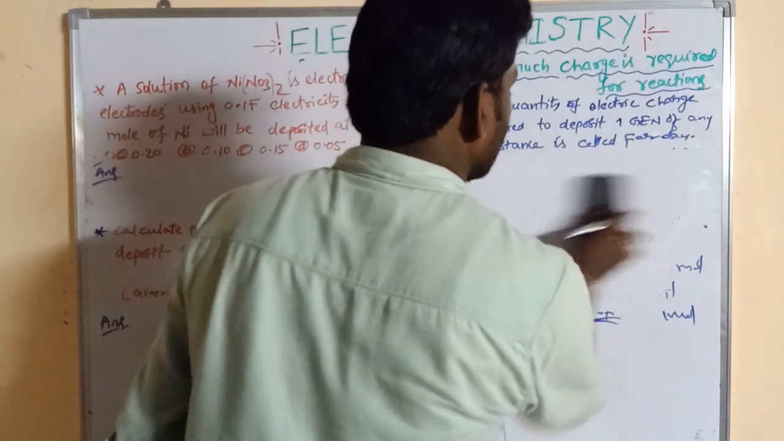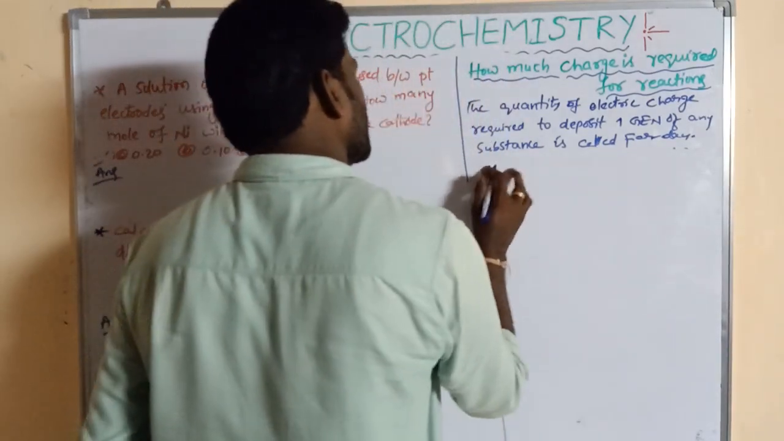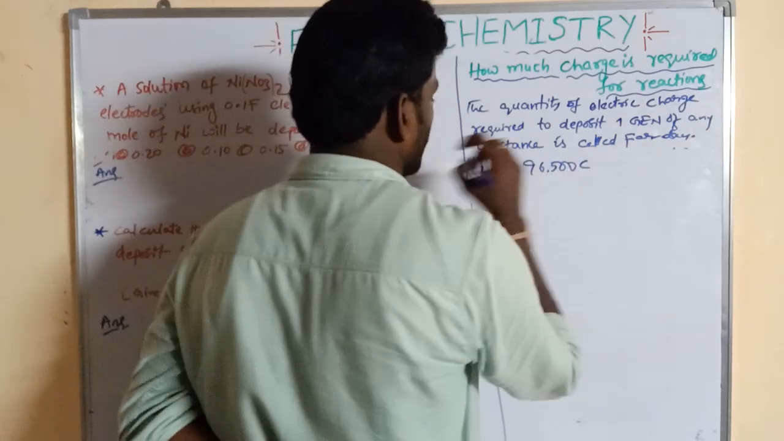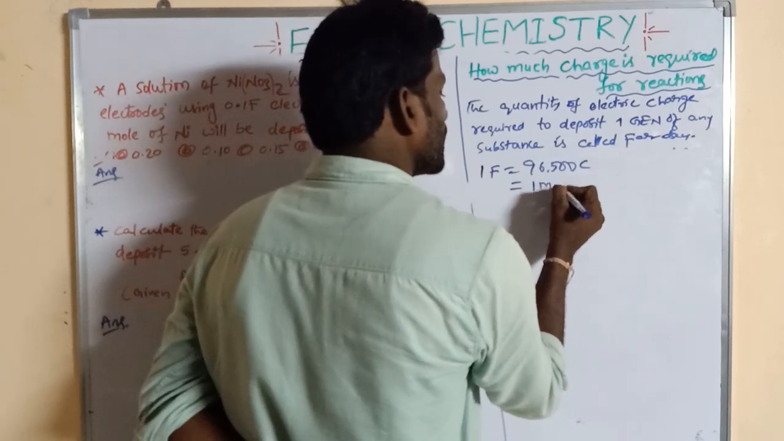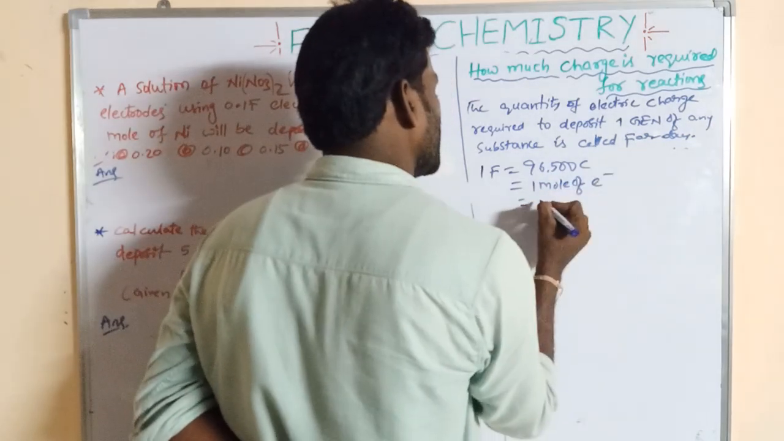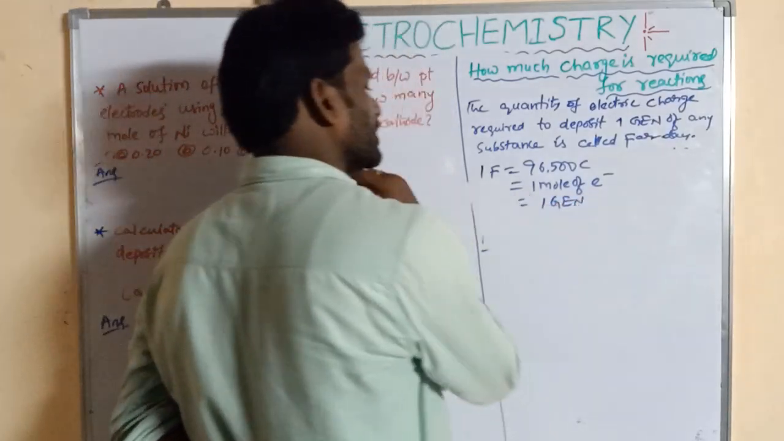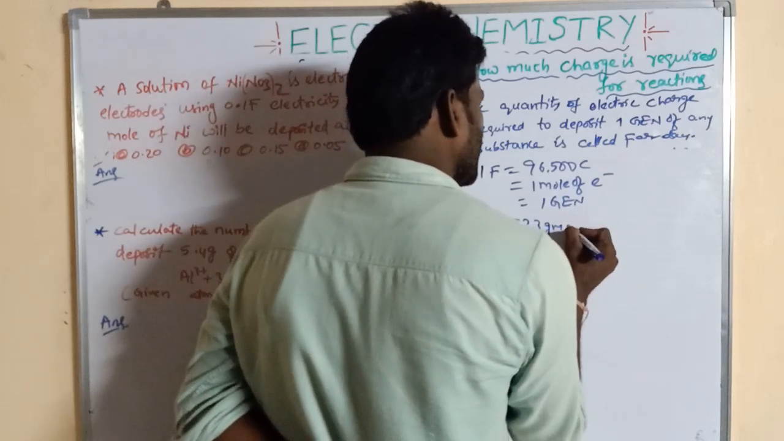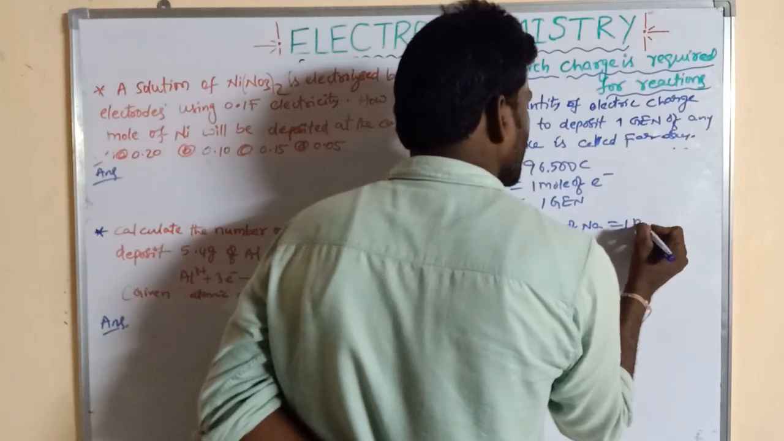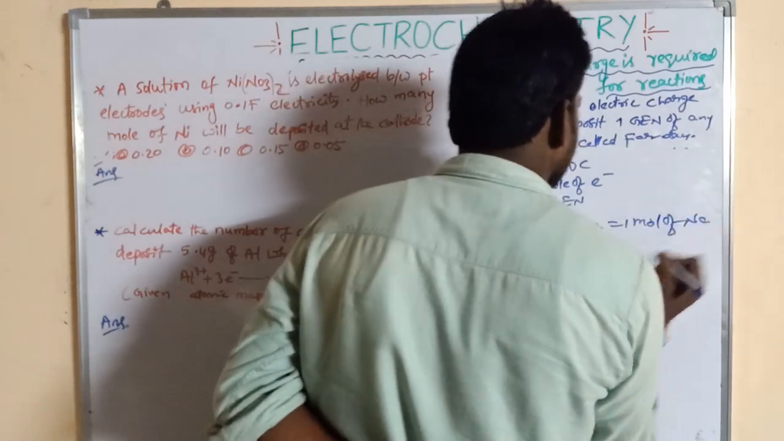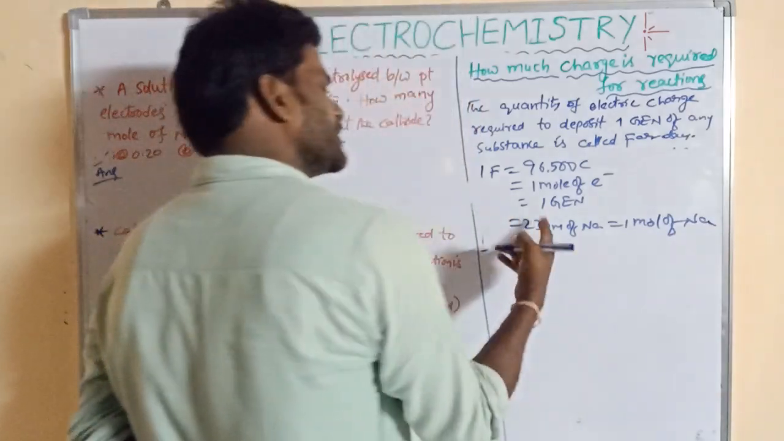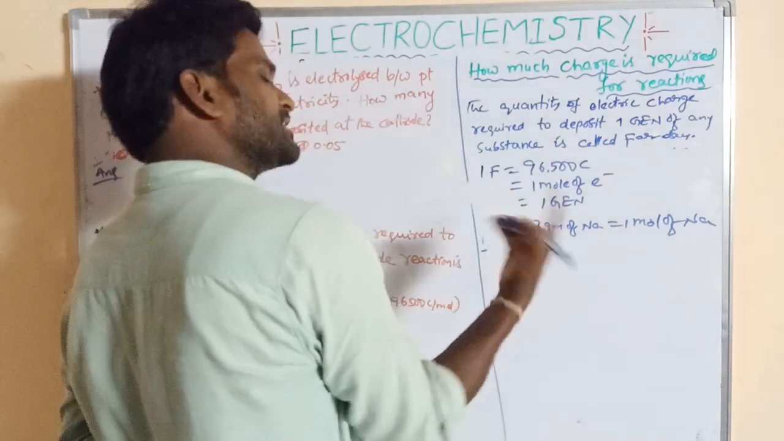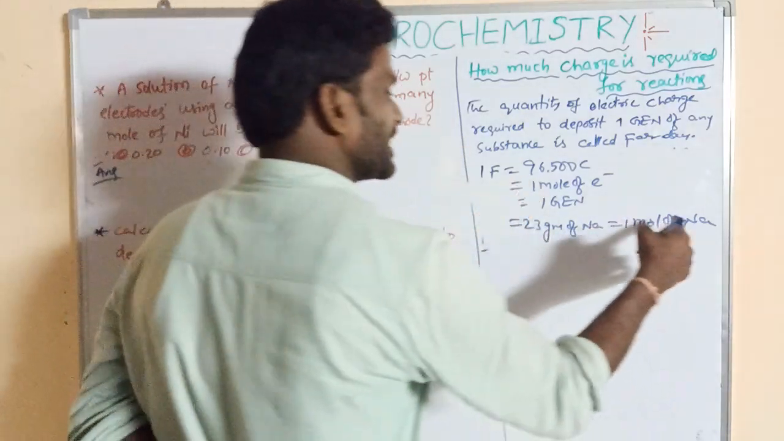Now this can be written as 1 Faraday is equal to 96,500 coulombs, or 1 mole of electrons, or 1 gram equivalent, or 23 gram of sodium. 23 gram of Na is equal to 1 mole of Na. Why? What is the number of moles? Number of moles n is equal to weight by gram molecular weight. Weight is 23 gram, gram molecular weight is also 23, cancel, 1.